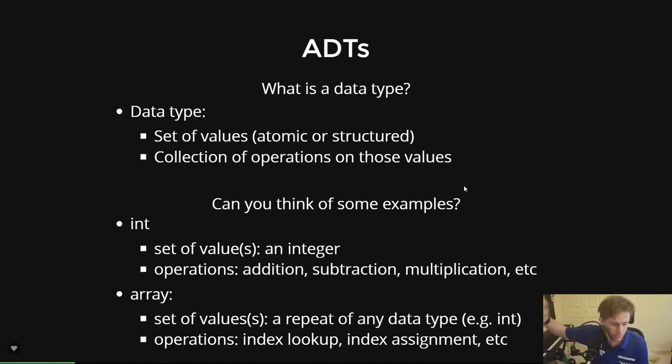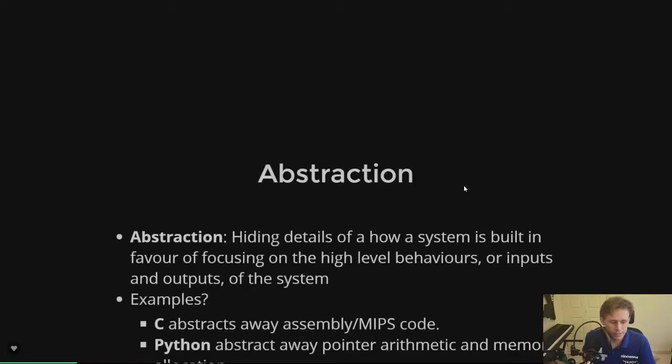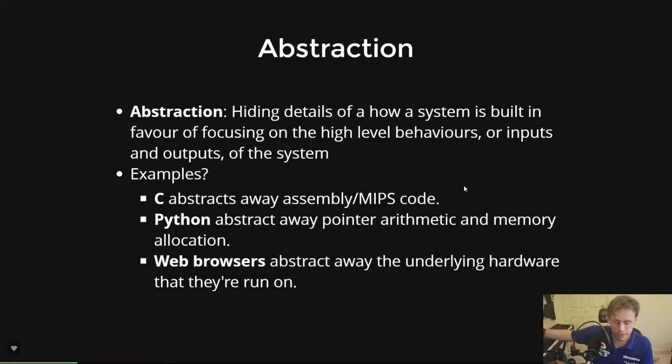So even an integer itself is hiding away all these details of how the actual computer works. And if you've done this kind of stuff in 1521 or you're doing it now, you kind of know what we mean, right? Like C data types and C operations are an abstraction in themselves. And computers are just abstractions built on abstractions. So we know that C abstracts away your 1521 style code.